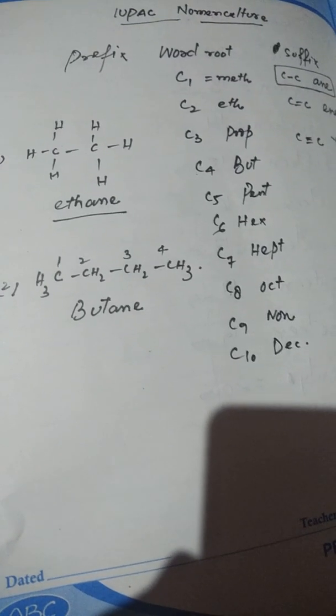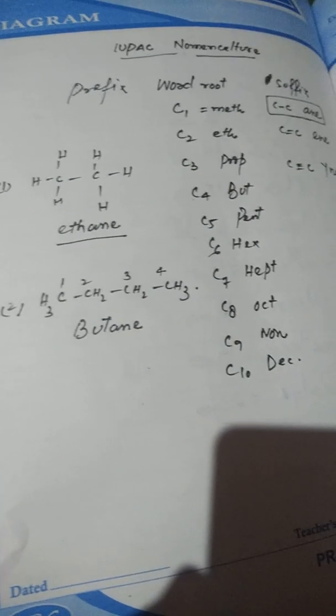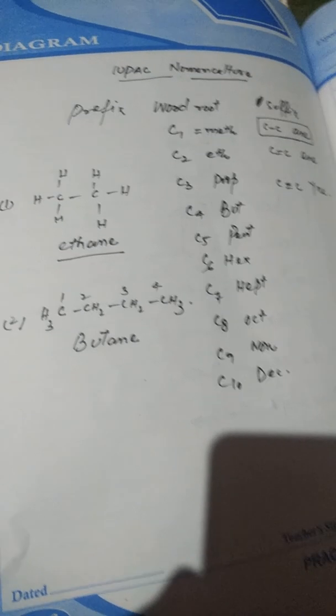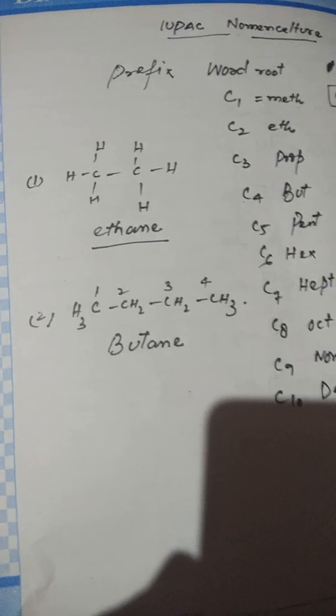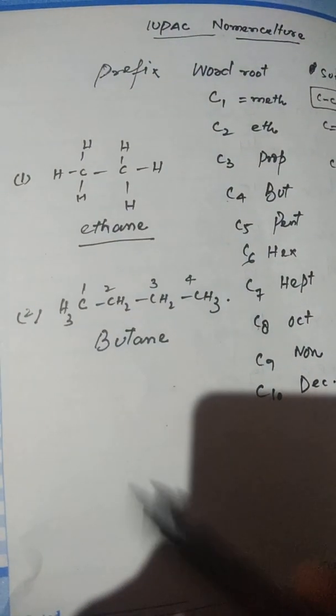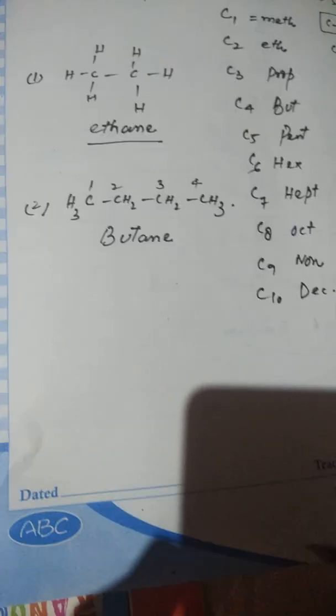I hope you understand the things. It's very simple. The number of carbons gives the word root. Then we have to write the suffix, like ethane, butane. Now let's move towards the prefix.